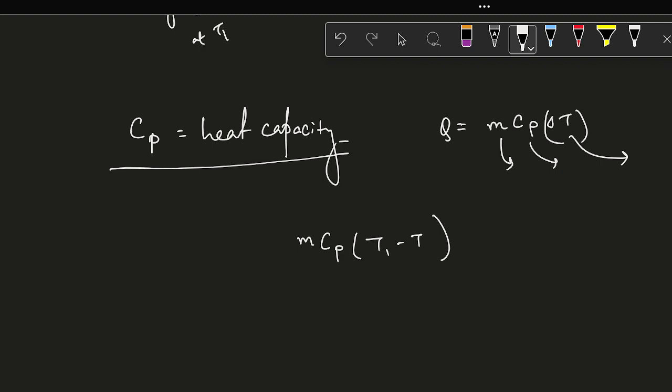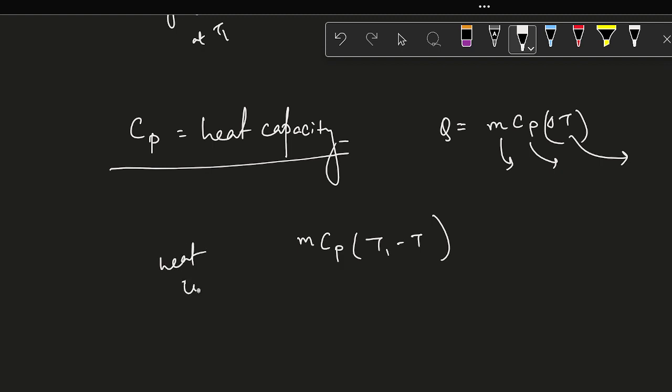So like T2, T, T1. This is a sequence. When they exchange heat and come to an equilibrium, the final temperature is lower than the initial hotter temperature T1 and it is greater than the initial cooler object's temperature T2. So the heat gain is m Cp (T minus T2).